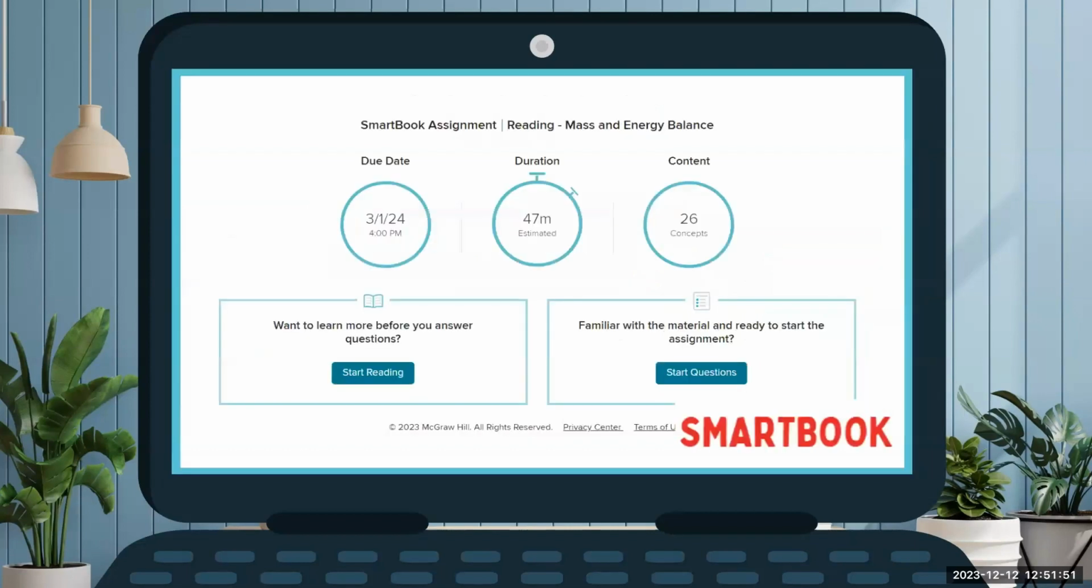Like the gentlemen have shown you, any SmartBook assignment that you set students will have a duration. We know, like John alluded to, that anything more than about 45 minutes, students don't tend to engage with. So ideally, we keep everything to no more than the 45-minute mark. There would be a due date, and it would tell them how many concepts they needed to cover.